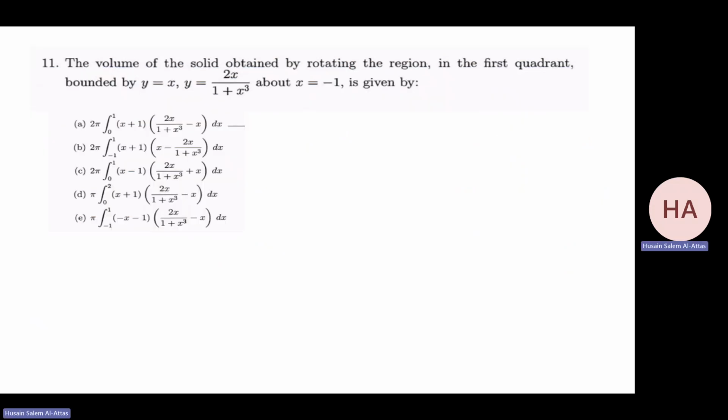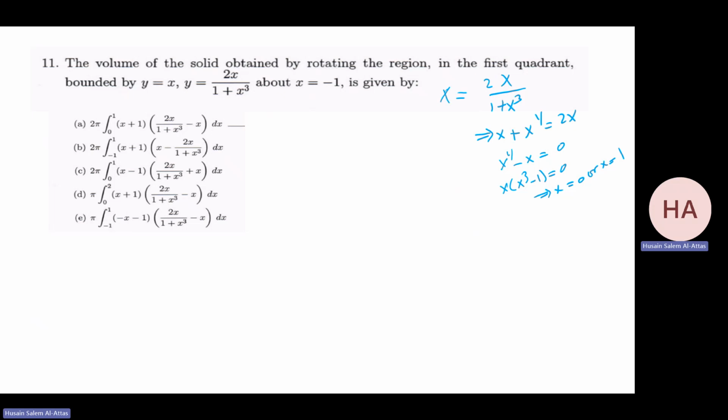Now for this function, I need to find the points of intersection. X equal to x over 1 plus x cubed. So I have x plus x to the power 4 equal to x. So I have x to the power 4 minus x equals 0. So I have x cubed minus 1 equals 0. So I have x equals 0 or x equal 1. These are the points of intersection.